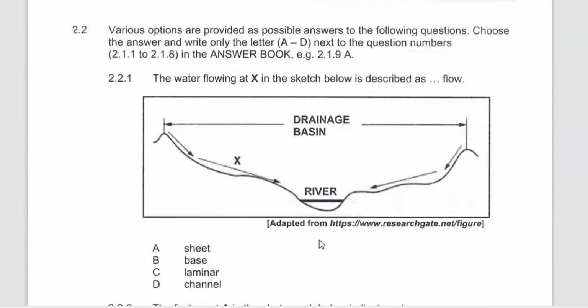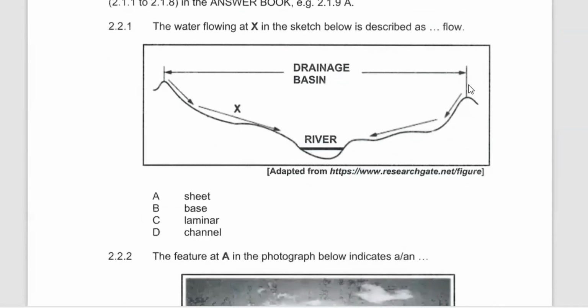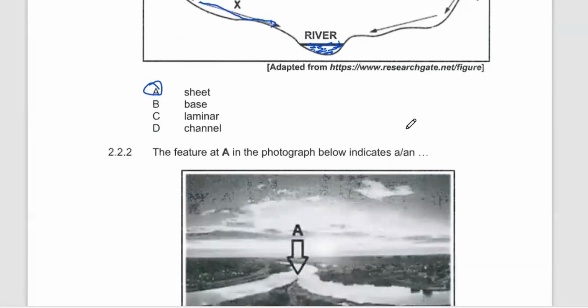Right, moving on to the next question. It says the water flowing at X in the sketch below is described as what kind of flow? We are seeing that this is our drainage basin and our river is here. Our level of the flow of the channel is here, the river is flowing here. So at X here, we are looking at a situation whereby the water is flowing on the surface and is going to feed into the river. So this is sheet flow or surface runoff.